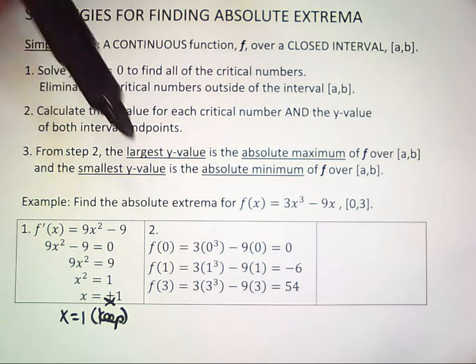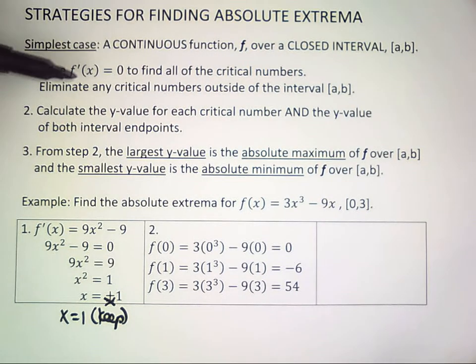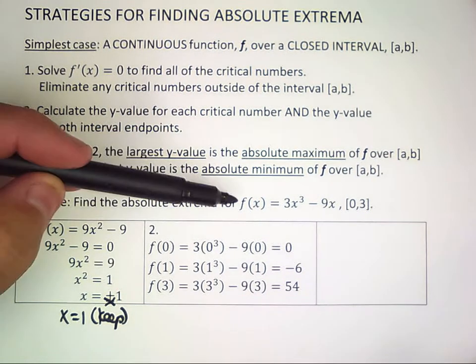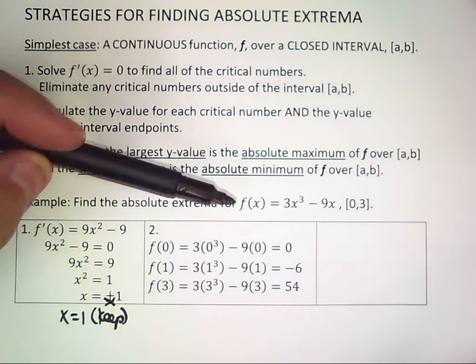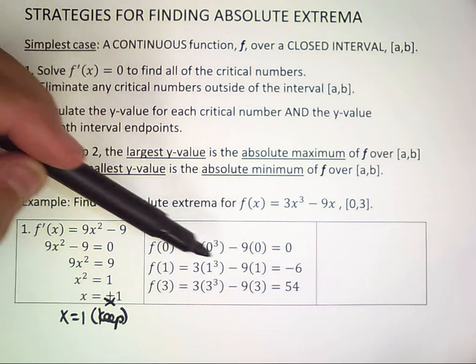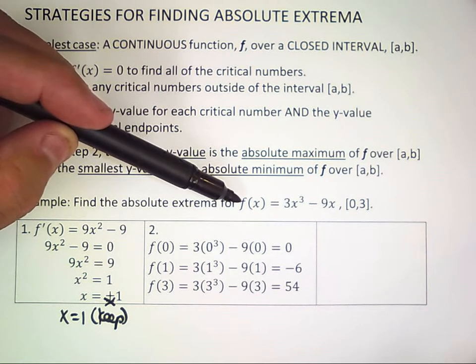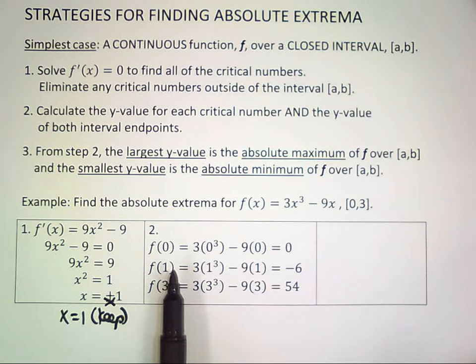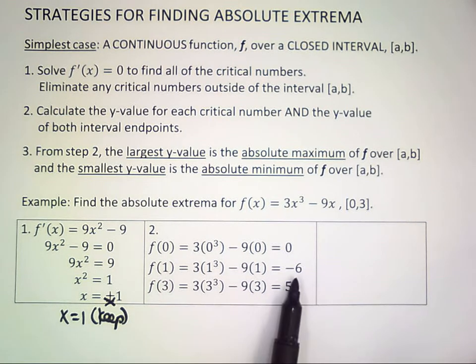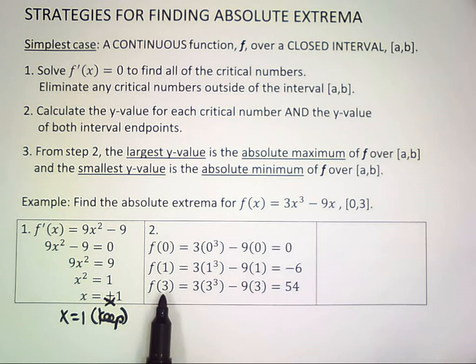Notice that I'm calculating the y values by going back to the original function, not the derivative. That's a common mistake. When you're calculating y values, you always go back to the original function. Again, I'm not focusing on the mechanics here, but you can pause and follow that through if you like. The point is, when you evaluate the function at 0, you get 0. When you evaluate the function at 1, you get negative 6. When you evaluate the function at 3, you get 54. So that's step 2.